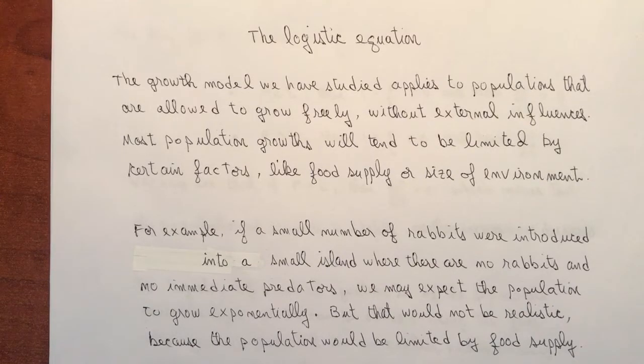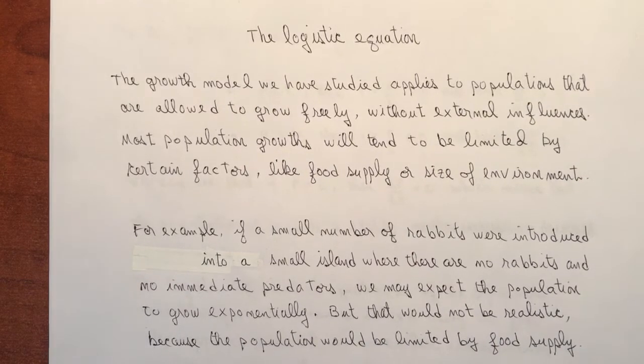Now, most population growths will tend to be limited by certain factors, like food supply or the size of their environment. For example, if a small number of rabbits were introduced into a small island where there are no rabbits and no immediate predators, well, we may expect the population to grow exponentially. But that would not be realistic because the population would be limited by food supply.